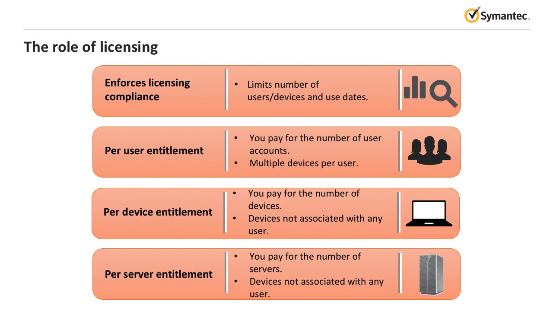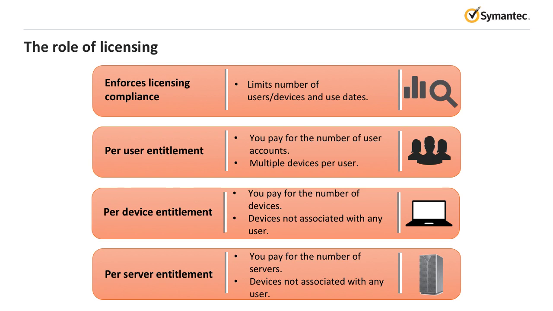Per user entitlement. When you use this entitlement, you pay for the number of user accounts that are added to your company account. A user can have multiple devices enrolled. Per device entitlement. When you use this entitlement, you pay for the number of Windows or OS X devices. These devices are enrolled and not associated with any user. Per server entitlement. When you use this entitlement, you pay for the number of servers. These devices are enrolled and not associated with any user.